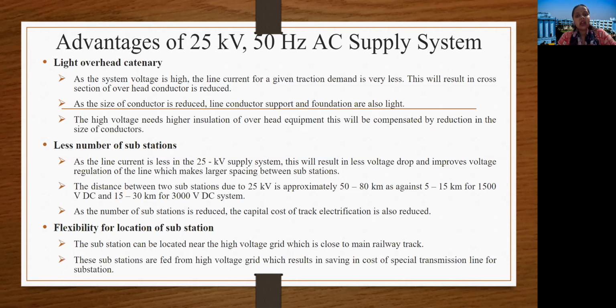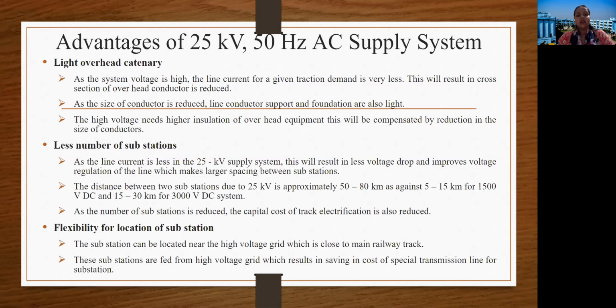As the size of the conductor is reduced, line, conductor, support and foundation are also light, and the high voltage needs higher insulation of overhead equipment. This will be compensated by the reduction in the size of conductor. Since we are using a high voltage, we are in need of high insulation equipment, but at the same time we are using lightweight. So this higher insulation and the lightweight, both these balance each other. So these are the advantages for light overhead catenary.